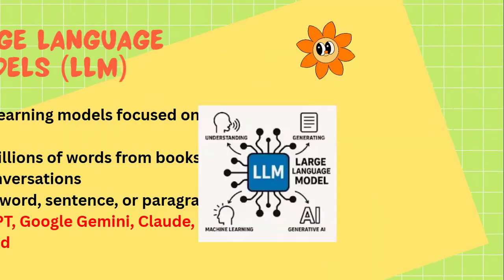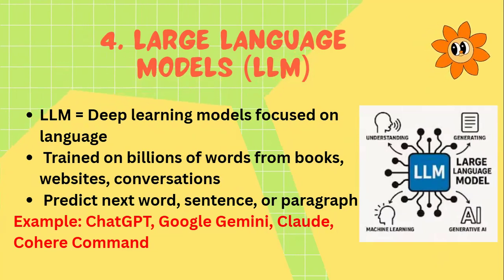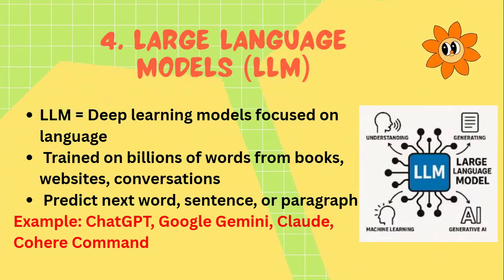Now, the fourth type of model is the LLM. That is a large language model, which is very important. And what is an LLM? As I already explained, LLMs are deep learning models which are basically focused on language, understanding and generating language. They are trained on huge text datasets like books, websites, and conversations to generate responses like humans. Simple examples: ChatGPT, we all know about this, Google Gemini, Claude, and Cohere Command. These are some good examples of LLMs.